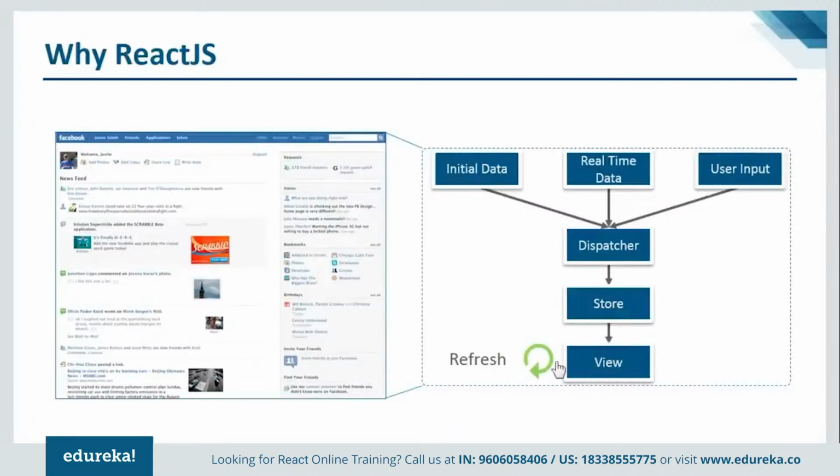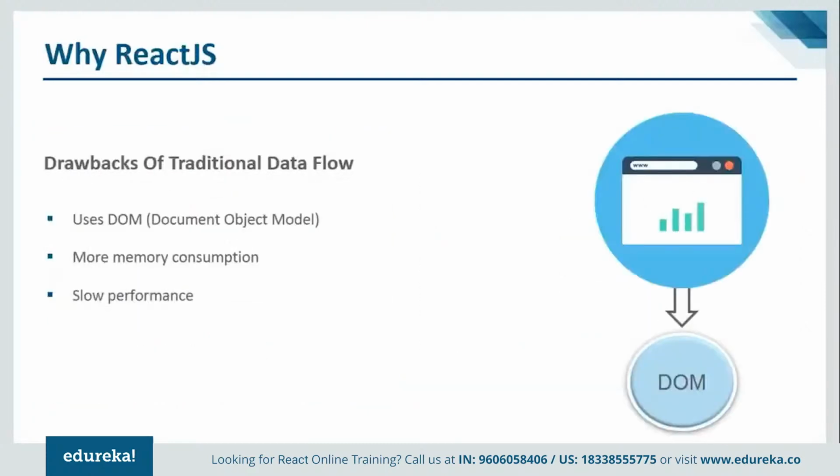Now the view is the part where the user is actually interacting with the application. And being a user, whatever you see on the browser as a web page is the view itself. So if there is a change in data from any of these sources from the backend, in order to reflect those changes on the view, you have to refresh the entire page and then it's seen by the user. This surely was not user-friendly, and moreover this traditional data flow had some drawbacks, like it used the DOM.